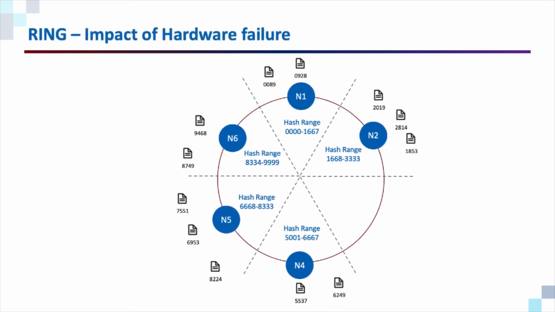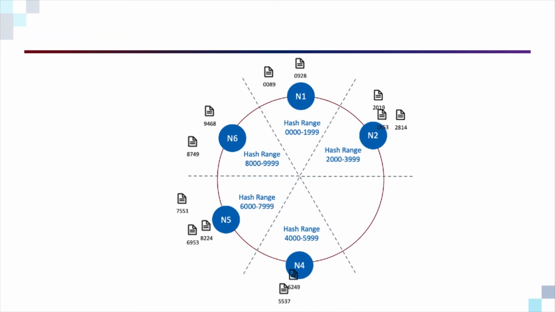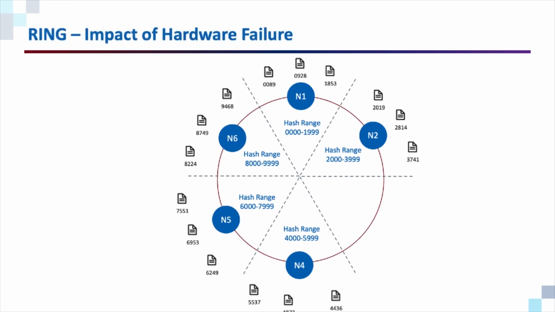So what happens now? Remember the rule that a ring is closed when there are no gaps in the hash range, and we have a huge gap in the hash range. Node 3 is completely gone, so what do we have to do? We have to reassign hash ranges to the remaining partitions, which in turn causes a rebalance.